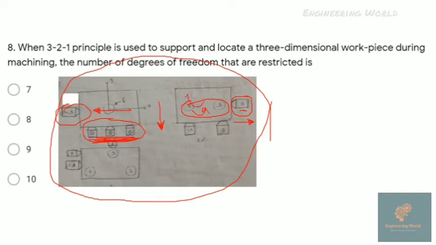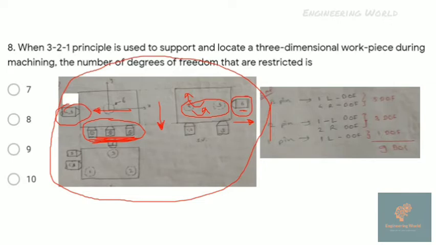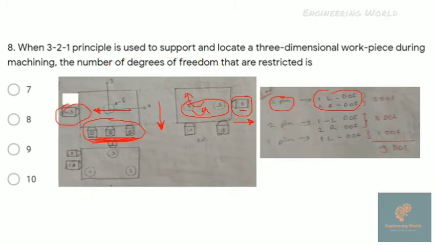Total, due to all this, that is with pin 3, 2 and 1: here 3 pins restrict 1 linear and 4 rotary degrees of freedom, 2 pins restrict 1 linear and 2 rotary degrees of freedom, and 1 pin restricts 1 linear. So total 9. The answer is 9 degrees of freedom are restricted.